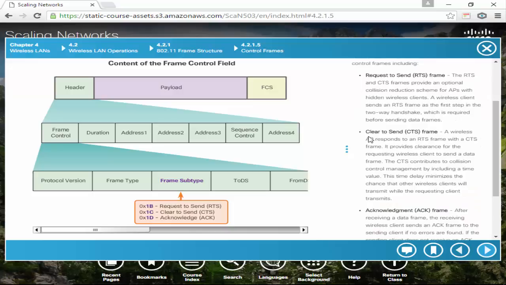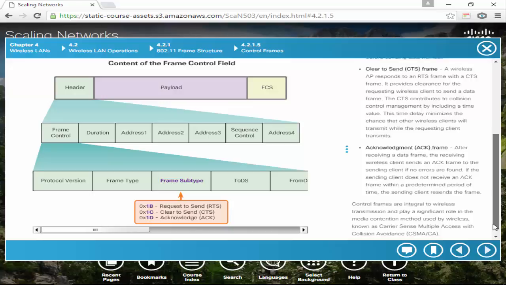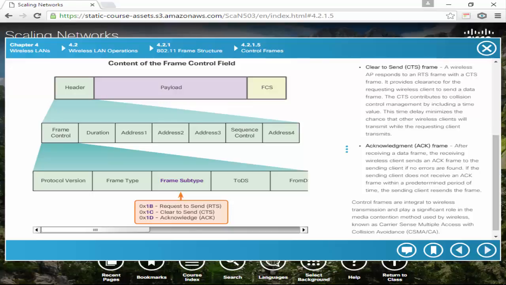So, clear to send frame. A wireless AP responds to an RTS frame with a CTS frame. It provides clearance for the requesting wireless client to send a data frame. CTS contributes to collision control management by including a time value. This time delay minimizes the chance that other wireless clients will transmit while the requesting client transmits. And we have acknowledge. After receiving a data frame, the receiving wireless client sends an ACK frame to the sending client if no errors are found, and if the sending client does not receive an ACK frame within a predetermined period of time, the sending client resends the frame.